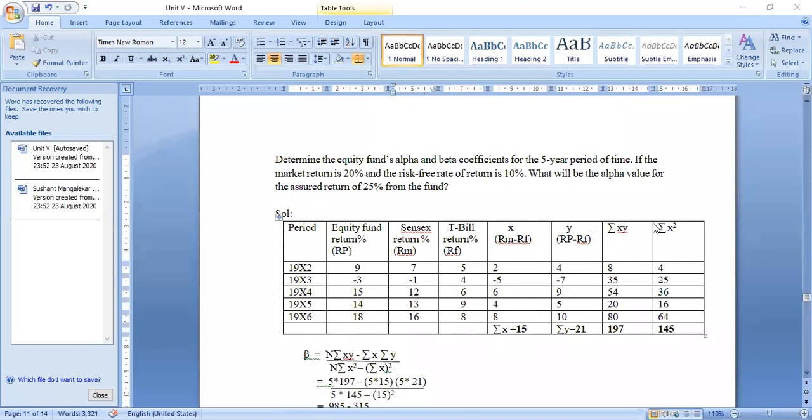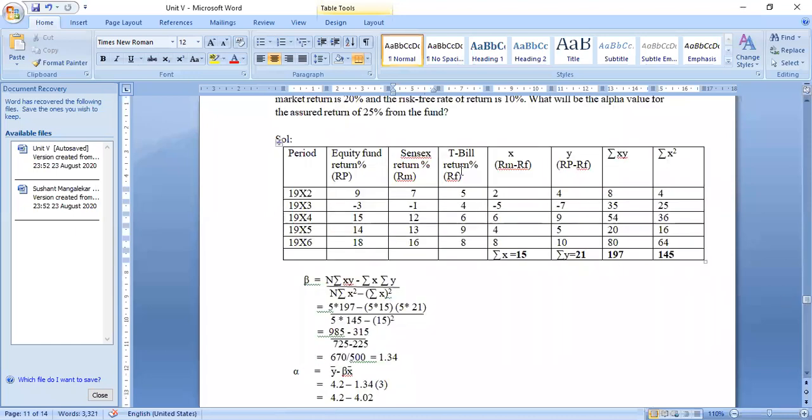We will continue with this particular problem now. Till now we had completed calculation of x, that is Rm minus Rf, y, Rp minus Rf, summation xy and summation x square. Now whatever values we have calculated for these four columns, we are going to utilize as the formula requires. Here beta is n into summation xy minus summation x summation y, divided by n of summation x square minus summation x the whole square.